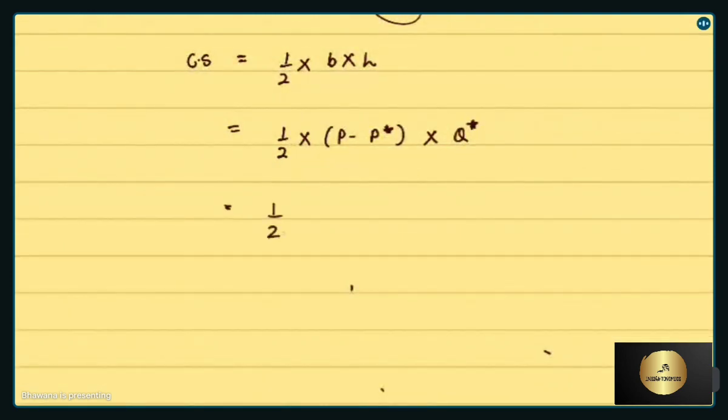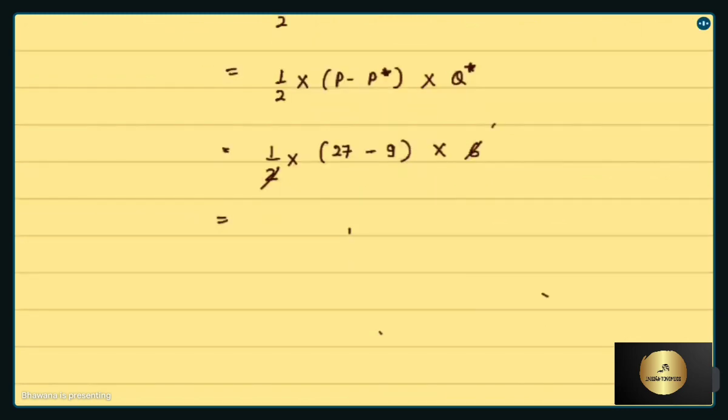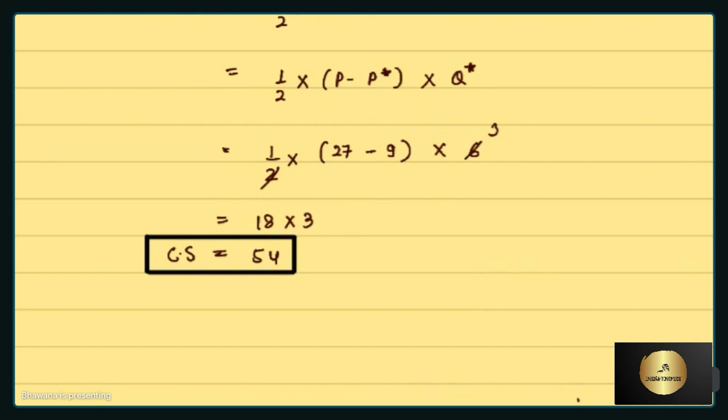So put this value, 1 by 2. What is your P? 27. What is your P star? 9. What is your Q star? 6. Solve it. So it's 2 3 is 6, 18 into 3, 54. So your consumer surplus is equal to 54. So based on this particular demand function, you will get this much of consumer surplus. Okay.